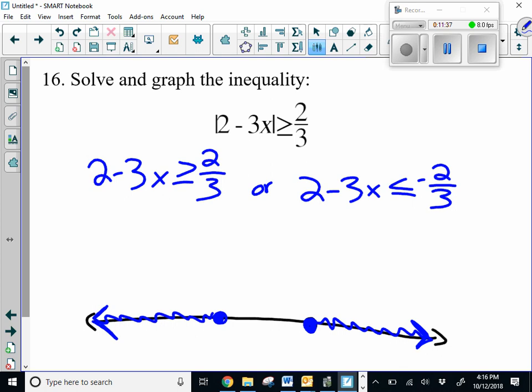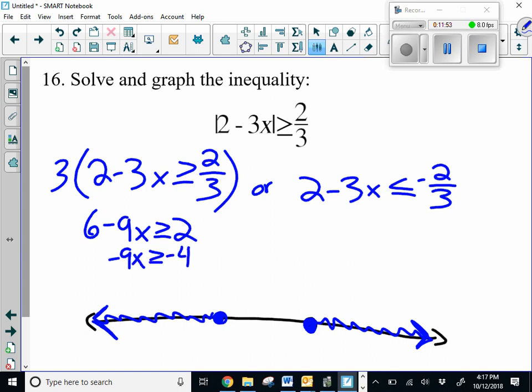And then we got to solve this thing. So again, I would get rid of fractions, so I'd multiply everything by 3. We have 6 minus 9x is greater than or equal to 2. Subtract 6, so negative 9x is greater than or equal to negative 4. Divide by negative 9, notice the emphasis on negative there. So that would become x is less than or equal to 4/9. All right, we divided by negative 9, so that inequality's got to flip.